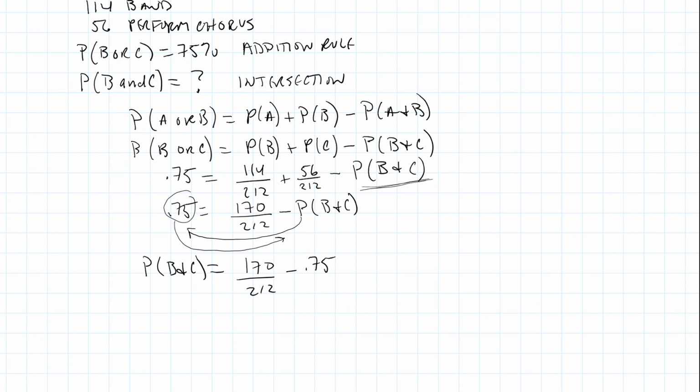212. This ends up being like 80-ish%, so then minus 0.75, the probability that a geometry student is doing both band and chorus is going to be 5.2%. And that's your answer.